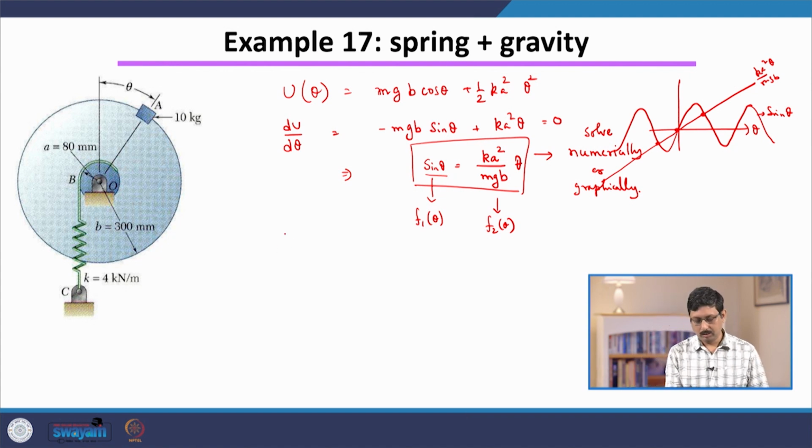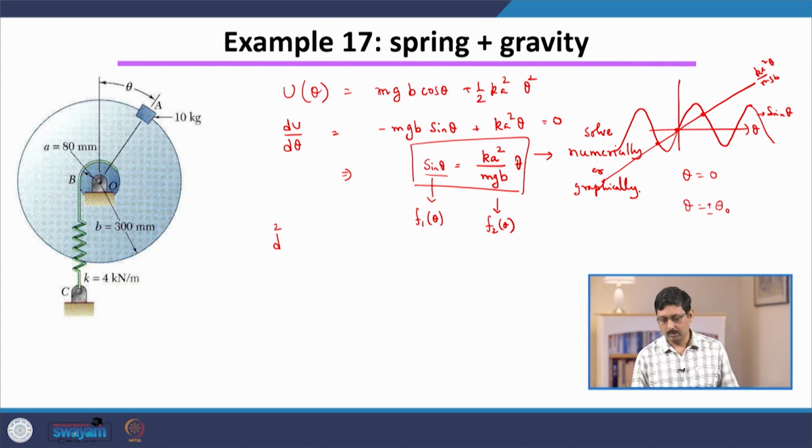Now, if you want to know whether this is stable or unstable, it is clear from this graph or from looking at this equation that theta equal to 0 is a solution, and the other 2 solutions are some particular values of theta naught. By symmetry, if theta naught is a solution, then minus theta naught is also a solution. So, they must be symmetric.